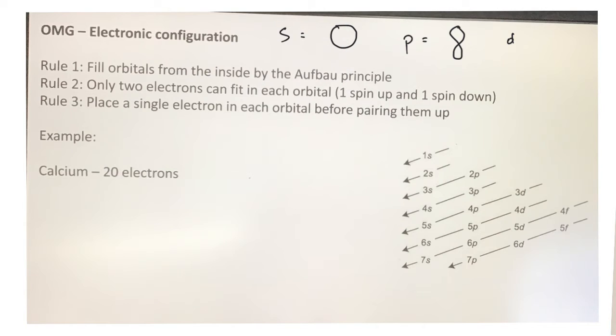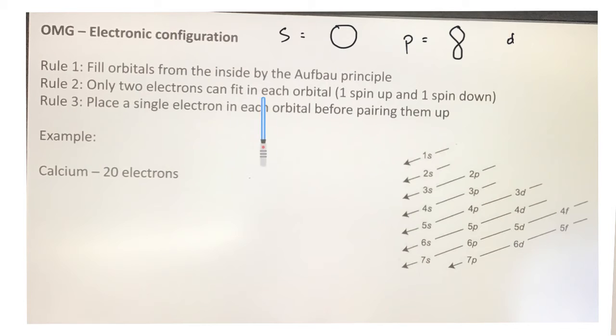So let's get into writing electronic configurations. First thing I need to do, make sure I'm filling orbitals from the inside by the Aufbau principle. That is shown down by here. So I'm going to start with 1s, then go to 2s, 2p, 3s, 3p, 4s, 3d, 4p, and so on. The huge thing we need to remember is that we're going to fill our 4s before our 3d.